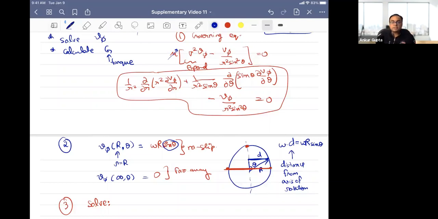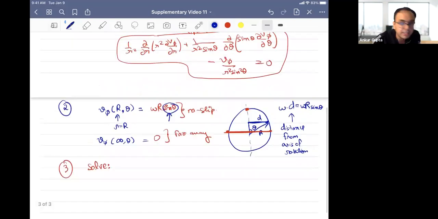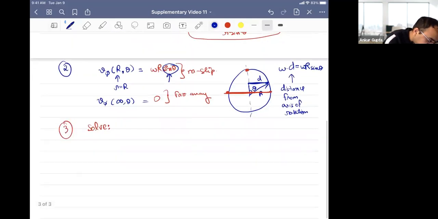So one very clever idea here is that because we have a PDE in r and theta, why don't we go and actually make it an ODE? Because we can even capture the dependence of theta in this boundary condition here. Why don't we remove the dependence in theta completely? And to do that, basically what you do is you substitute V phi as a function of r, which you do not know, times sine theta.